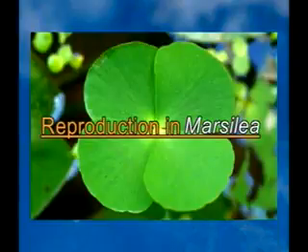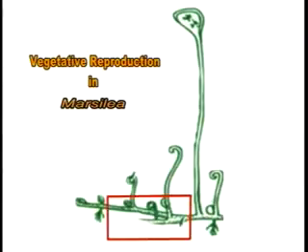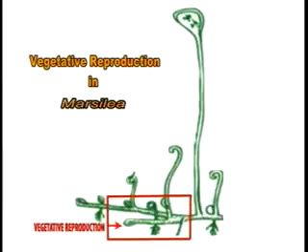Then we talk about the reproduction in the case of Marsilea. Marsilea reproduces by vegetative as well as sexual means. Vegetative reproduction in Marsilea occurs by the formation of tubers, which are small bud-like structures containing reserve food material arising from the subterranean branches of the rhizome.